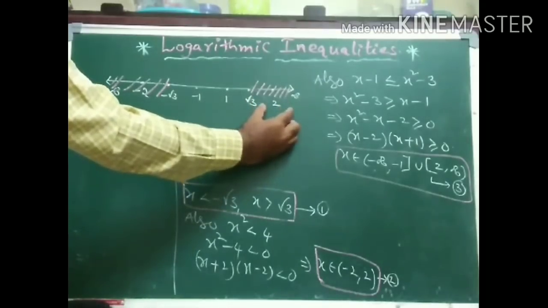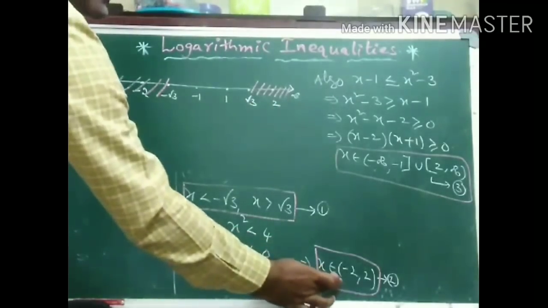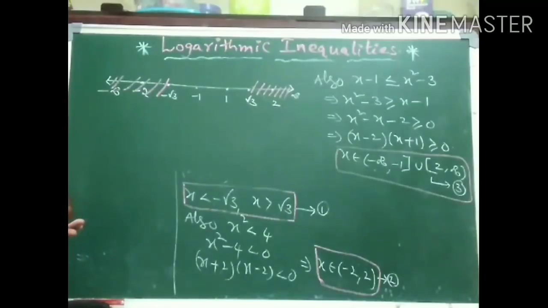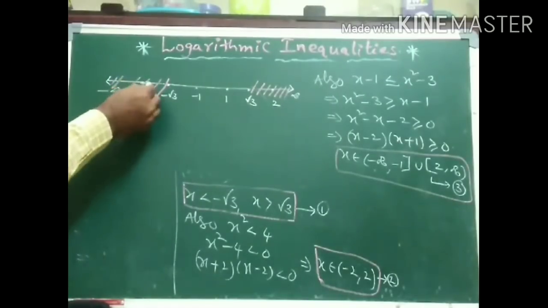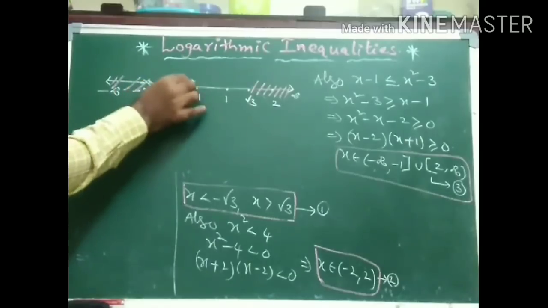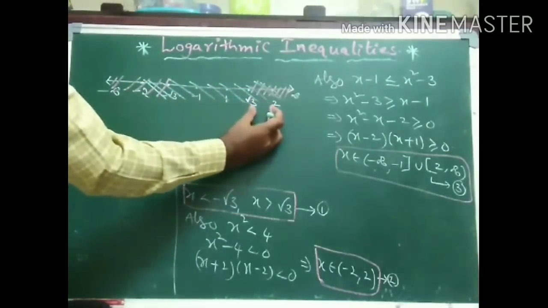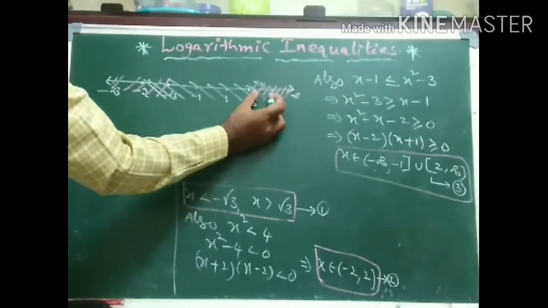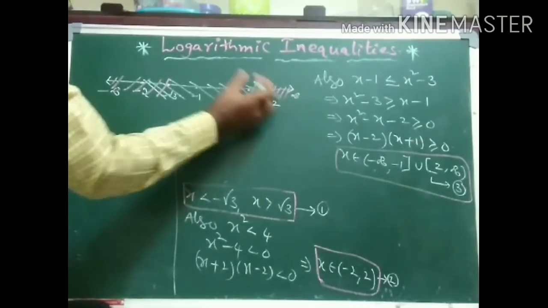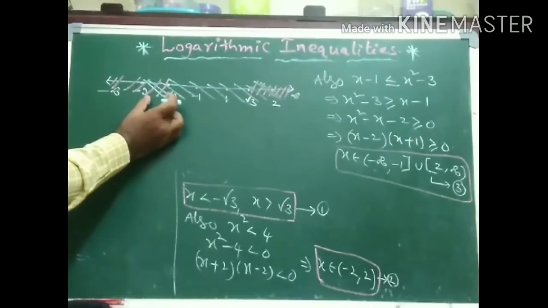and more than root 3. Now look at the condition number 2, that lies between minus 2 comma 2. So this is the part, minus 2 comma 2. Already look at here, this is the common region of two intervals, I mean two cases till now.